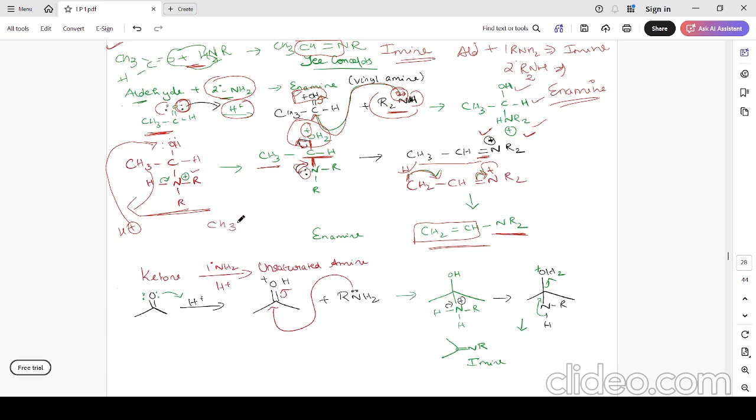So in other words, very simply, how do I understand this? I take aldehyde, I am treating with secondary amine here, R2NH. So what should you do? Make the double bond between them, remove the water here and connect it. CH2 double bond CH NR2.